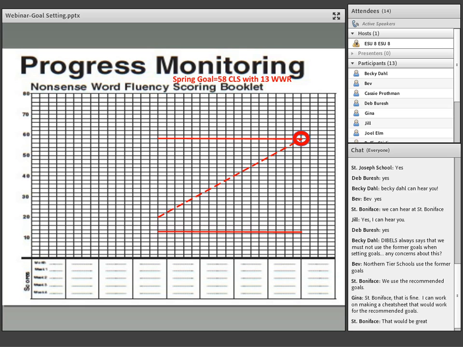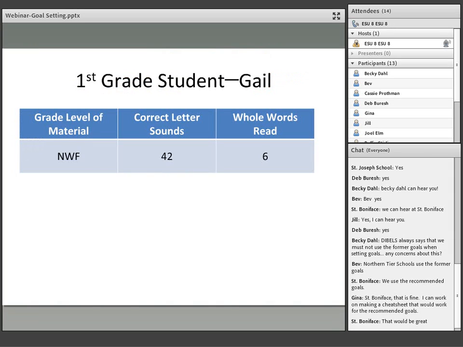Okay. One more example here, and this is Gail. Gail is also a first grade student, and she too, let's say that she did also make the benchmark for oral reading fluency, but here is Gail, and she is sitting at 42 correct letter sounds with 6 whole words read. So really, she's not that far off of the benchmark. So here's where some of that judgment comes into play.